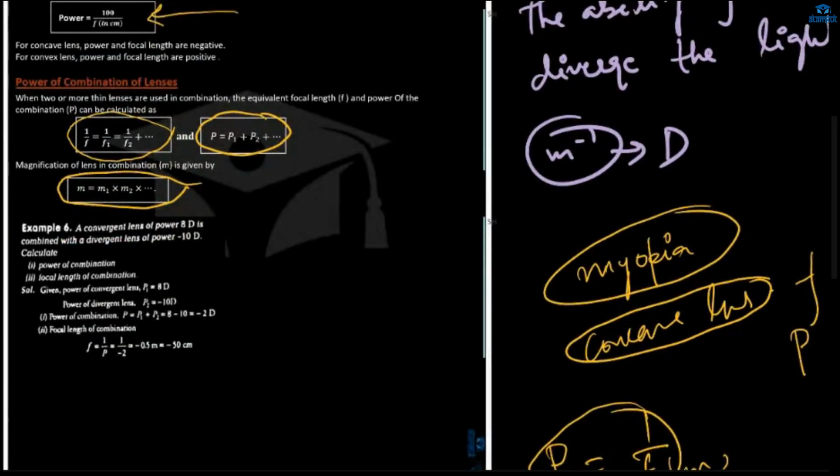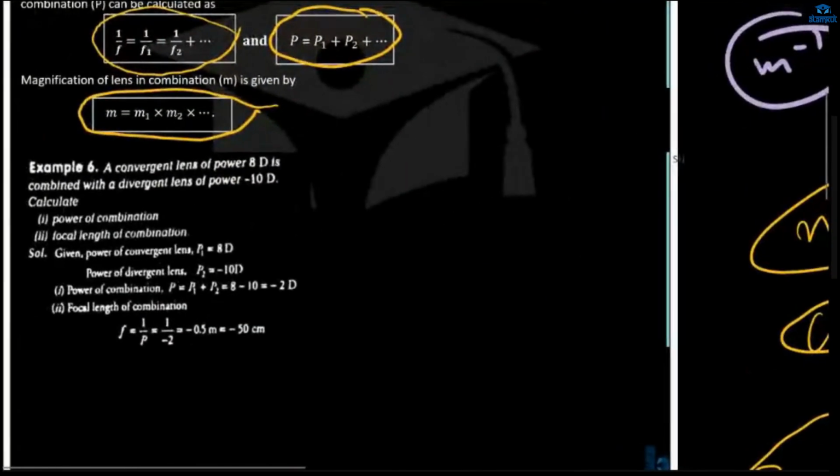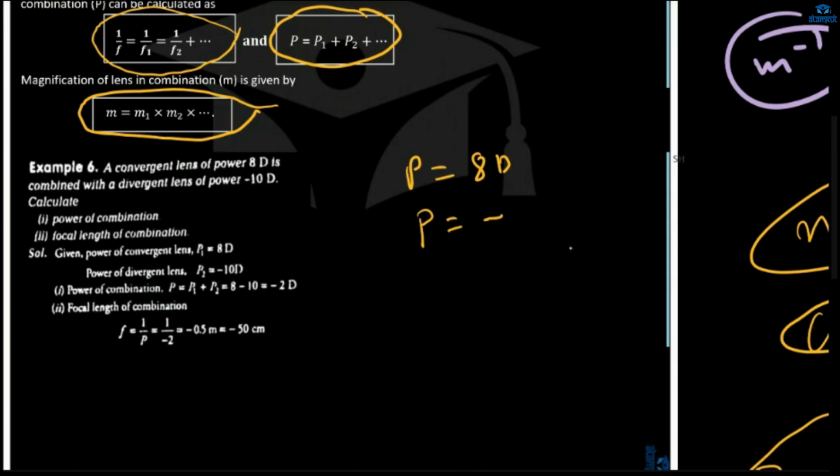Okay, so this question is: a convergent lens of power 8D is combined with a divergent lens of power minus 10D. This is your divergent lens, this is your convergent lens, this is your convex lens, and this is your concave lens. Calculate the power of the combination.